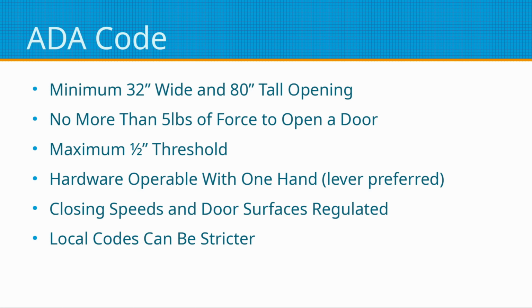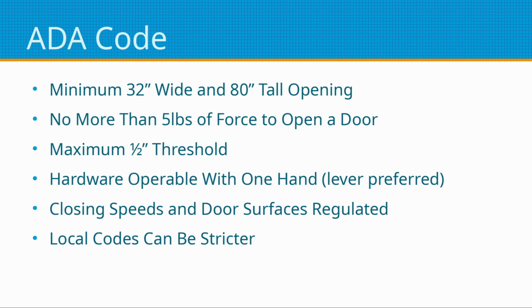Some other code that's good to know if you happen to have a spec in opening is that the minimum is 32 inches wide and 80 inches tall. There's a lot of doors out there that are less than 80 inches tall. But that's actually what the ADA code is. Also, no more than 5 pounds of force to open a door. So these guys who are cranking up the door closers to force the door to slam shut are actually not in compliance with ADA code and could easily be sued for that.